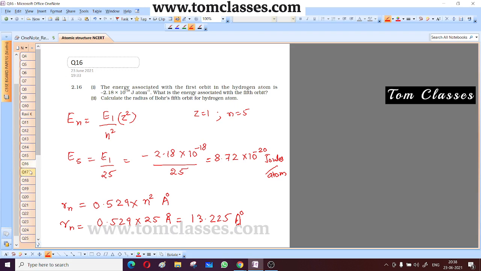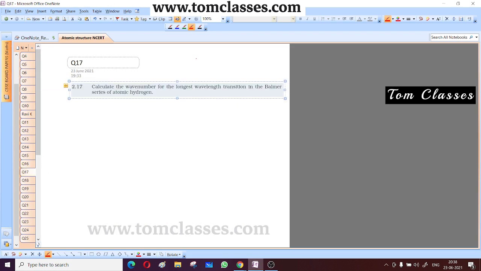Okay, let's see the next question. Calculate the wave number for the longest wavelength transition in the Balmer series of atomic hydrogen. So he's talking now about Balmer series. Let's try to see. Balmer series is the transition from the nth orbit to the second orbit, right? That is the transition.